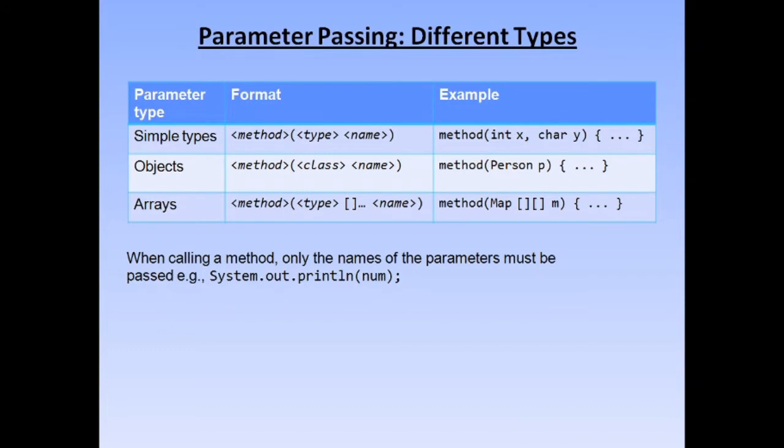Now what are parameters? Parameters are the variables or objects that are passed inside a method. Simple types, meaning primitive types, can be passed. Objects can also be passed, and arrays can also be passed.